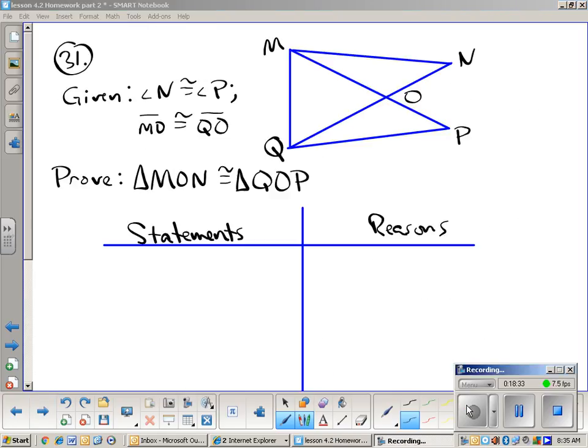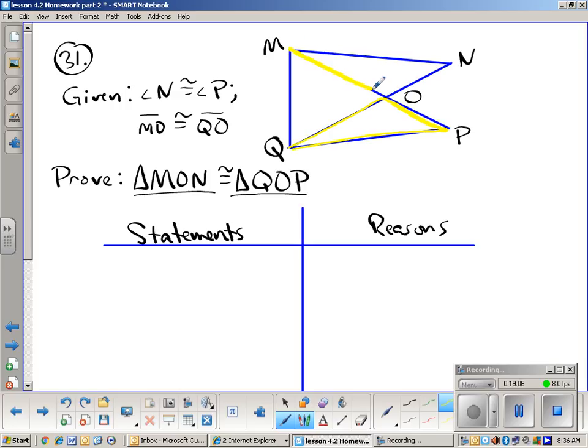So number 31 looks something like this. And in this picture, there's some extra information. Okay? And when I first looked at it, I thought we were going to be saying something different than what we are going to be saying because I didn't look at the triangles yet that they were asking for. And so if we highlight these 2 triangles, we're talking about this triangle and this triangle.